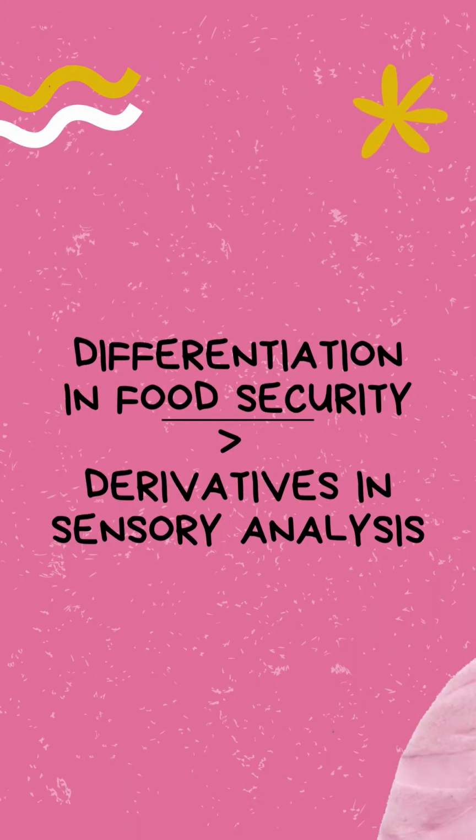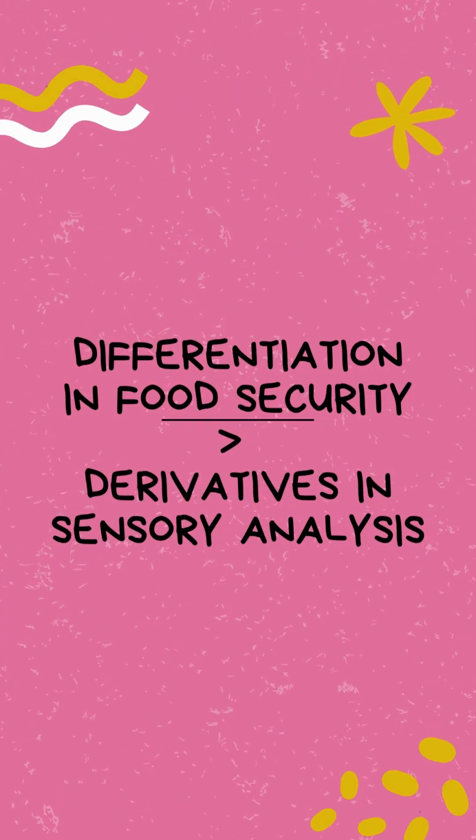Okay, let's unpack this. Today, we're diving into a source that dropped a connection that genuinely stopped us in our tracks. It brings together two worlds you rarely see linked: mathematics and food. And specifically, the source uses this very particular phrasing, sensory calculus in food security. Exactly. And it even drills down further, pointing to differentiation in food security derivatives in sensory analysis. It's quite something. That phrasing is certainly intriguing.